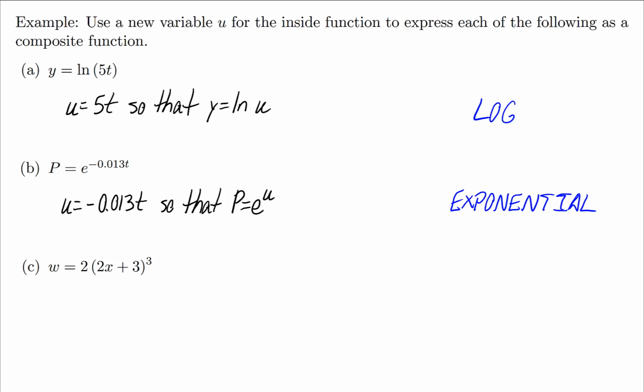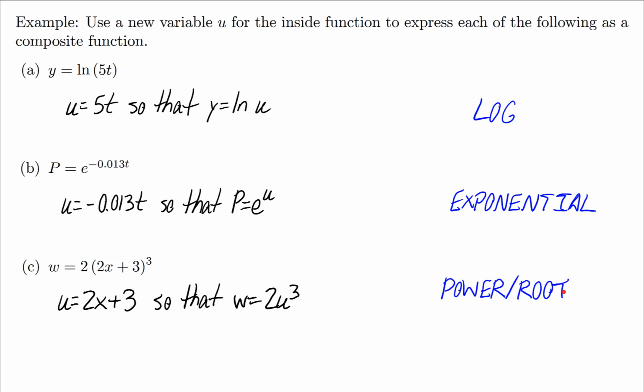Now for the last one, let's let u equal the inside of the parentheses, the inside of that power, if you will. If we do this, then we have w is equal to 2u cubed. This one applies for powers or roots because, again, roots are just a type of power. Just to review one more time, these are basically the three types of problems you'll encounter for the chain rule. For a log, consider the inside being the inside of the parentheses. For an exponential, consider your inside to be the exponent. And for a power or root, consider the inside to be the inside of that power or root.